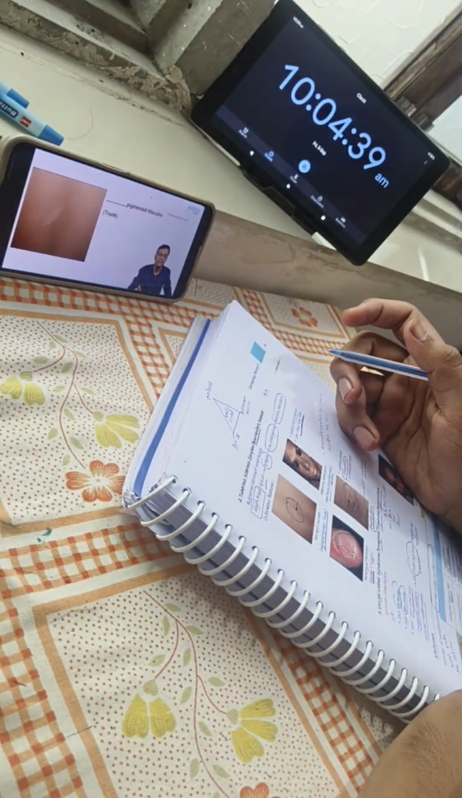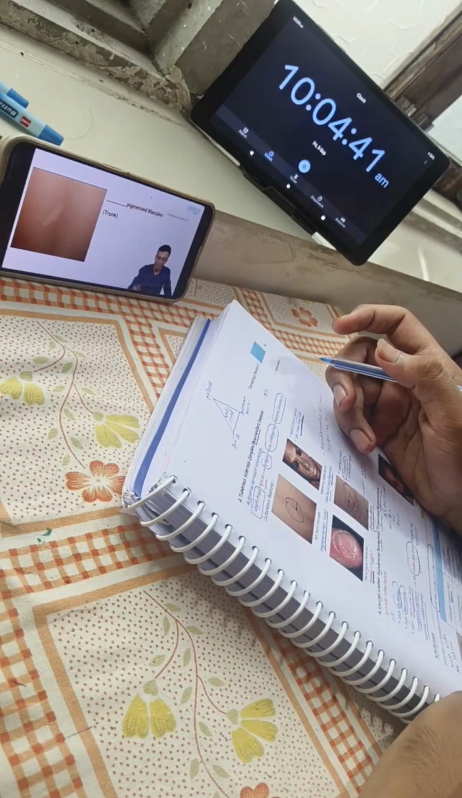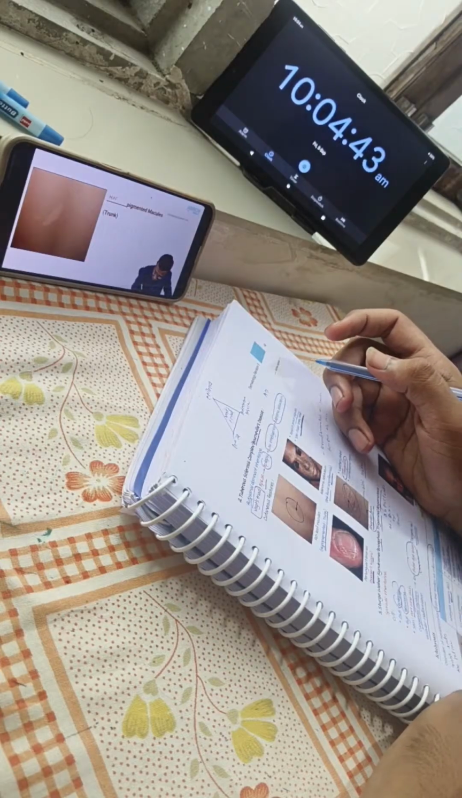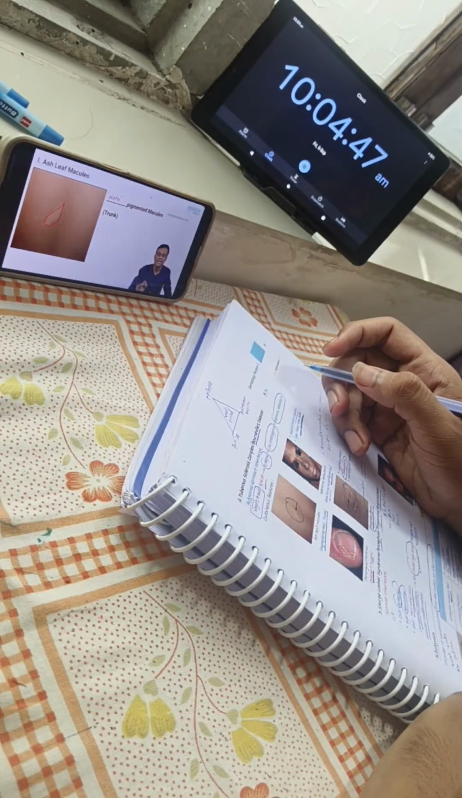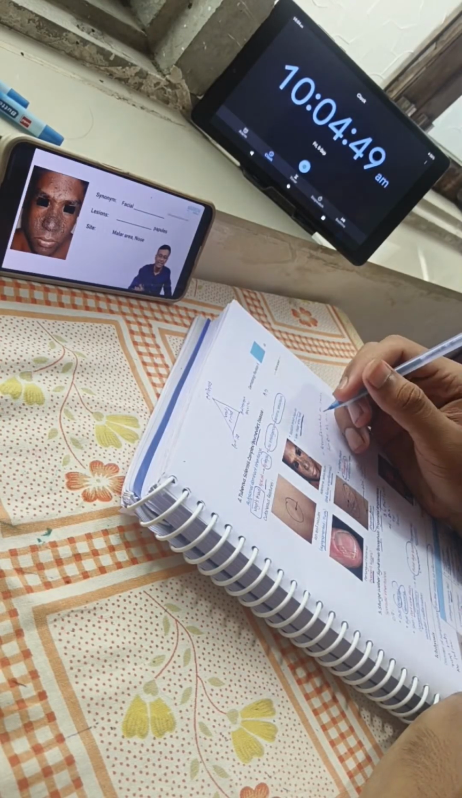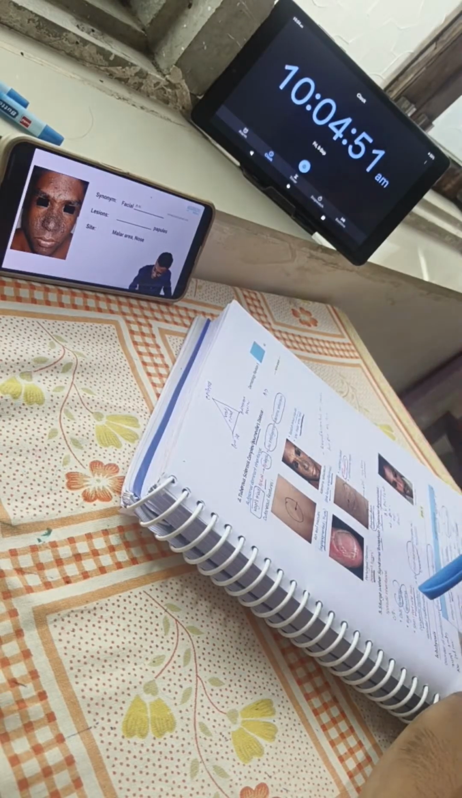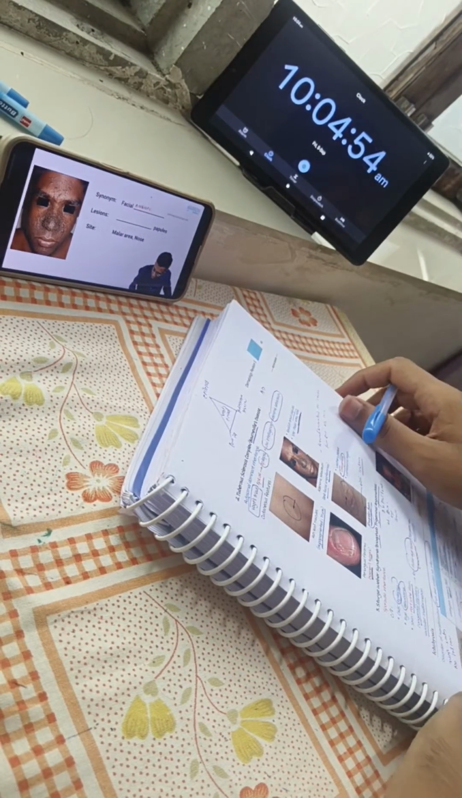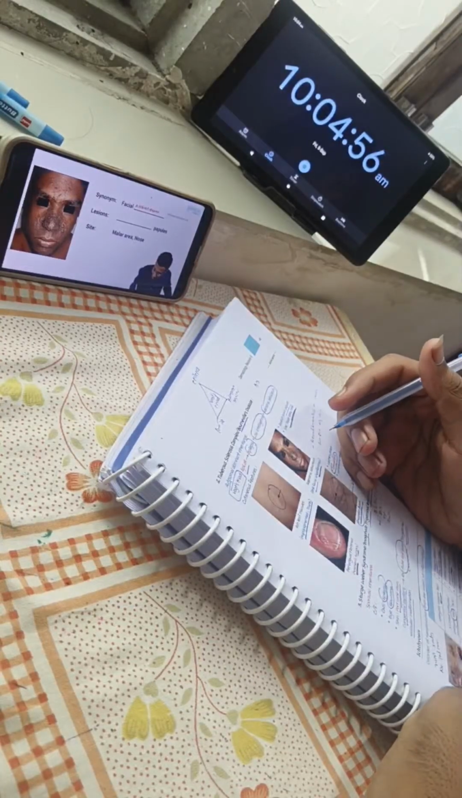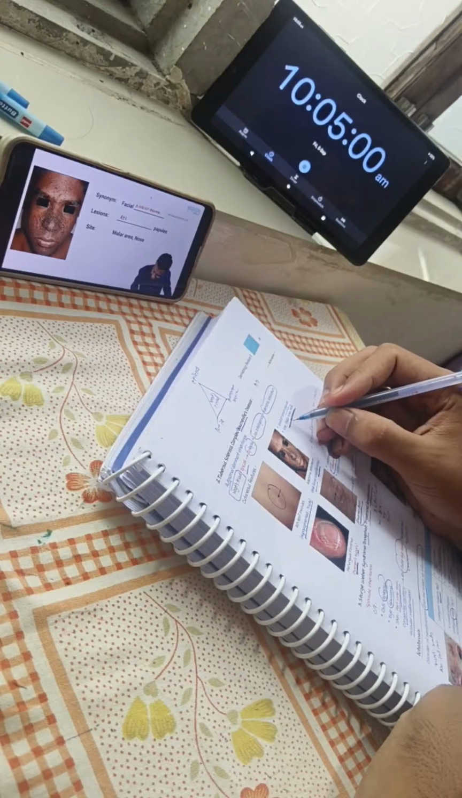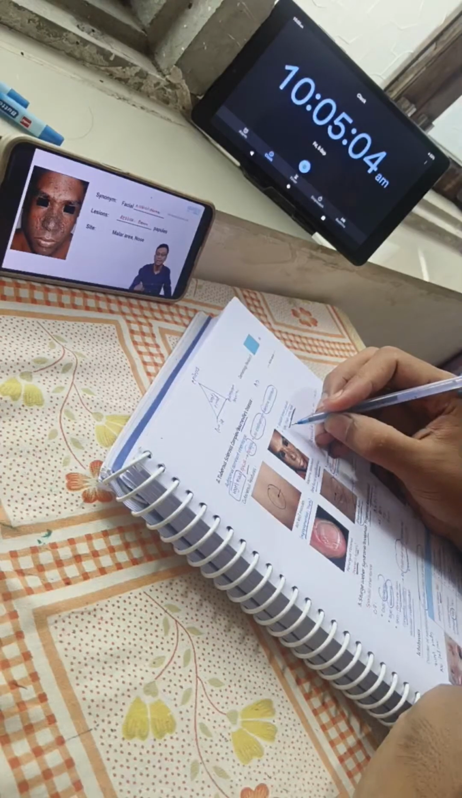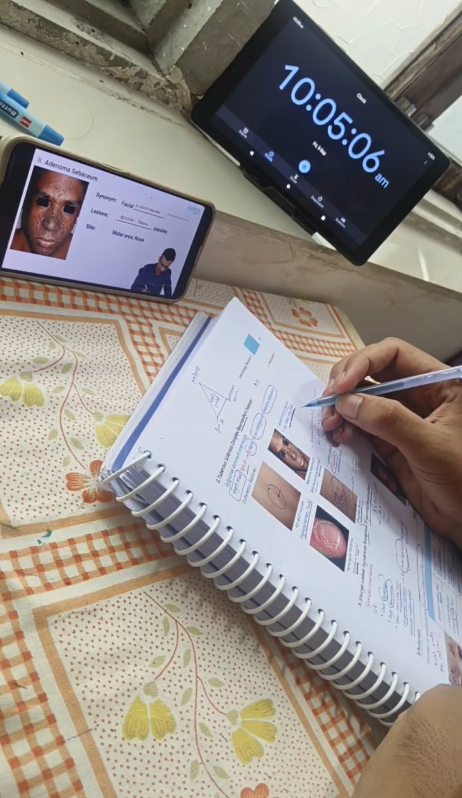Now let us look at the skin features of tuberous sclerosis complex. First, we have these hypopigmented macules on the trunk. These macules are referred to as ash leaf macules. We go to the second lesion, which is facial angiofibromas. These lesions are reddish brown papules, distributed over the malar area and the nose, and are referred to as adenoma sebaceum.